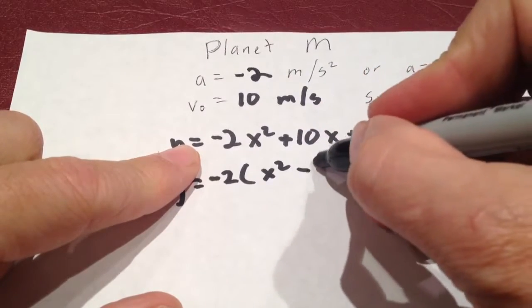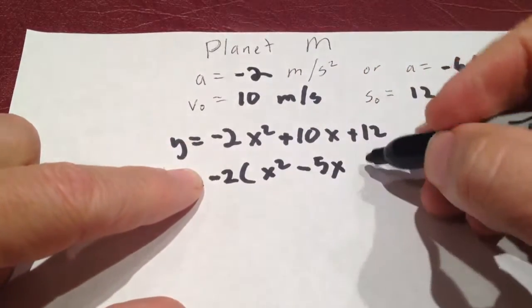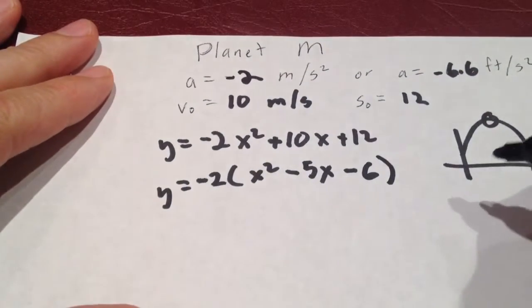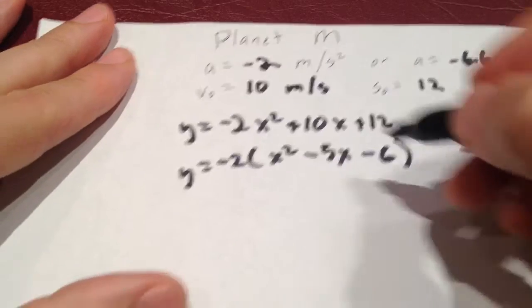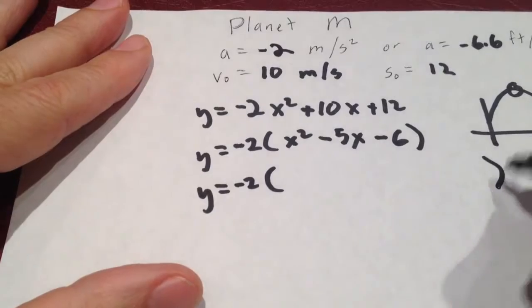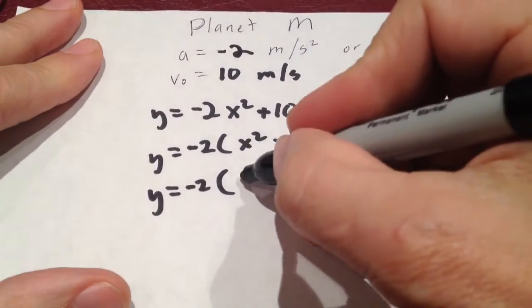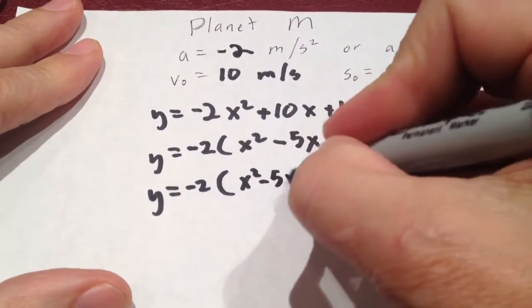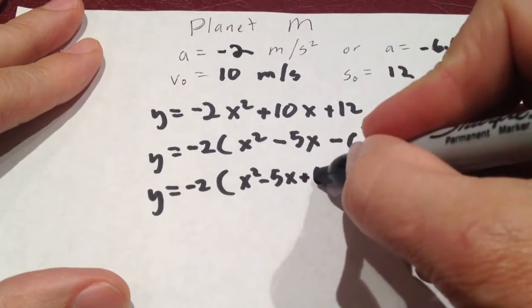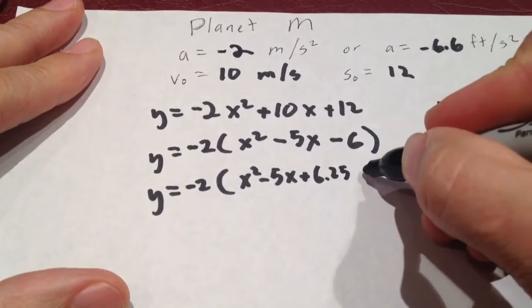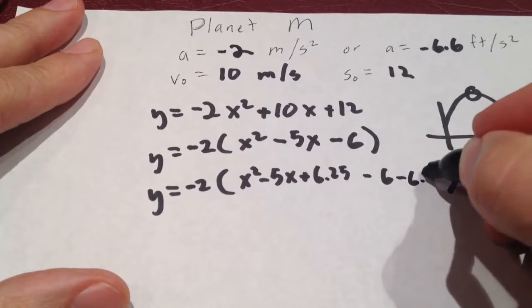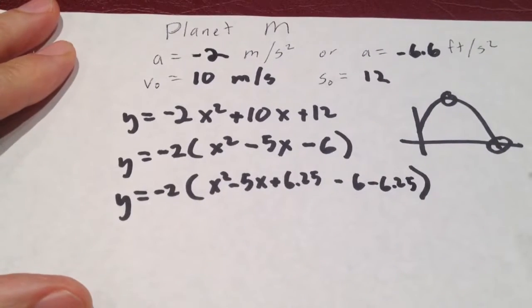X squared, this could be a minus 5x. I often will leave that positive. That'll mess things up. And a minus 6. Okay? So now I'm going to complete the square on this. Y equals -2. All inside a parentheses world here. We're going to complete the square. So that's x squared minus 5x. Half of 5 is 2.5, and 2.5 squared is 6.25 minus 6. And if I add 6.25 in, I've got to subtract it back out to keep my expression equivalent.